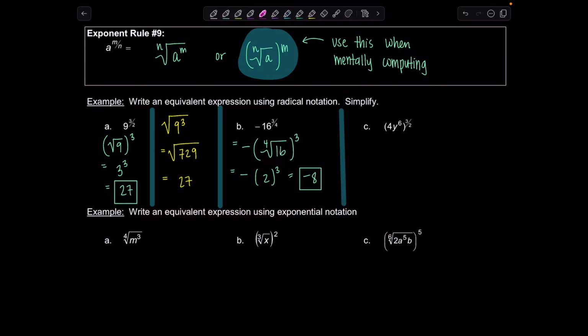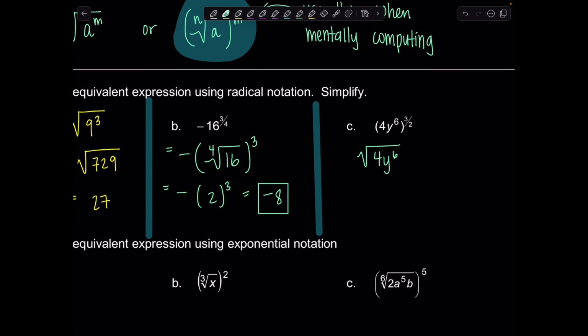Beautiful. Now this next one here, all of 4y to the 6th is going to go underneath the radical. So we have here radical 4y to the 6th. Notice the 2 in the denominator. That means I'm taking a square root. You can write it or not write it. It's not that big of a deal. And then all of this gets raised to the third.